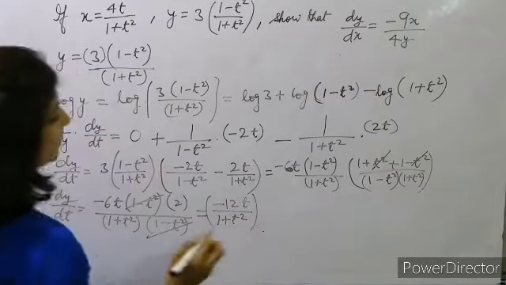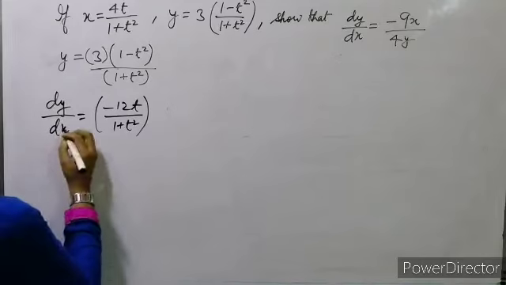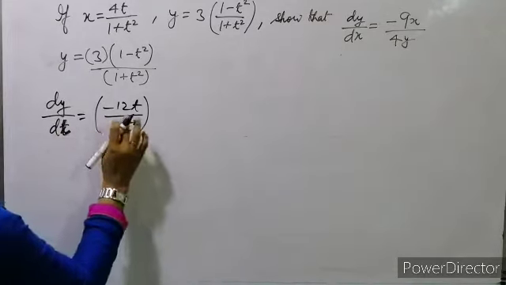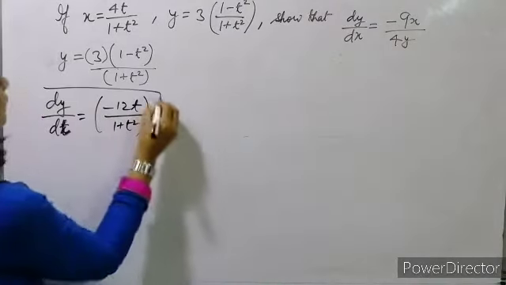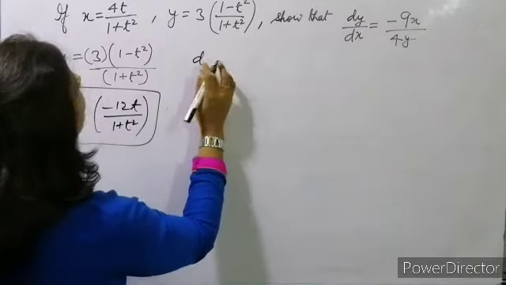Okay, we got this value. So dy by dt we got as minus 12t divided by 1 plus t square. Okay, we'll save this, and now we'll start doing this one.